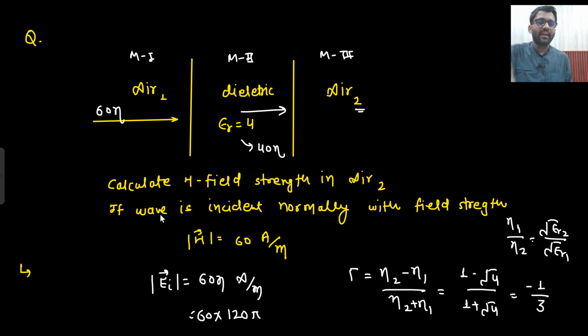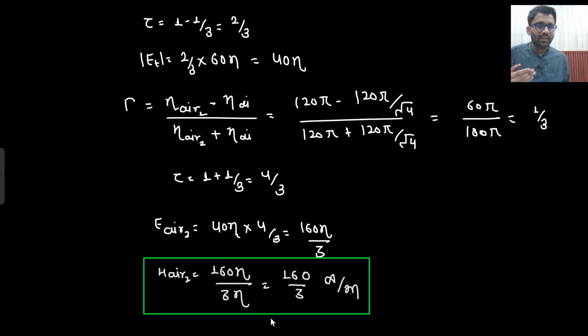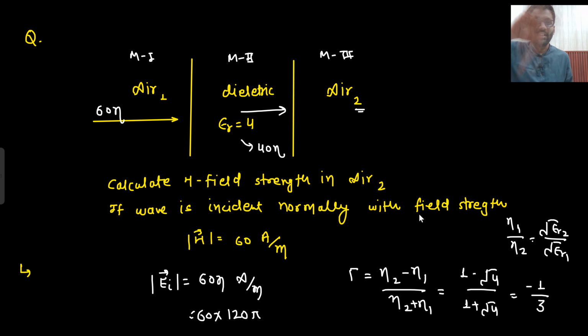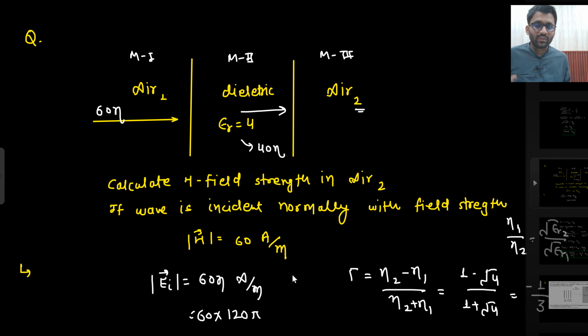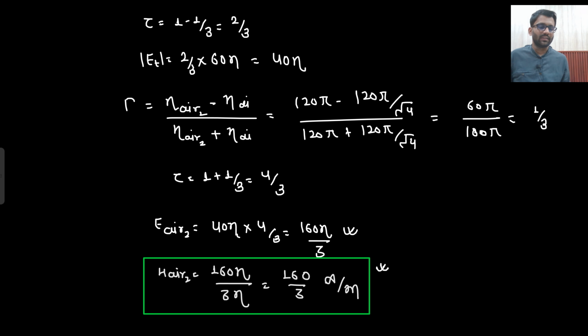We need to find the magnetic field, right? We need to find the H field. So we need to divide by eta. Now which eta will I divide with? I will divide by the eta of the medium where I am. So this field is of air. So now I am in the air only. So in the air, if I need to find H, what will I do? I will divide by eta. So what will be the answer I will be getting? 160 by 3. Is that clear to you?